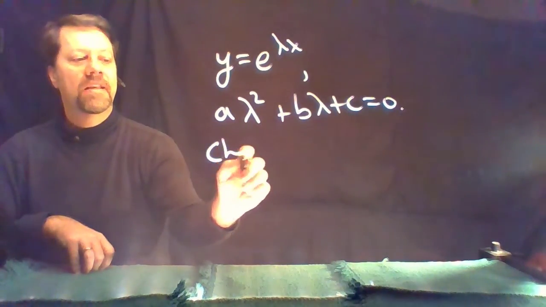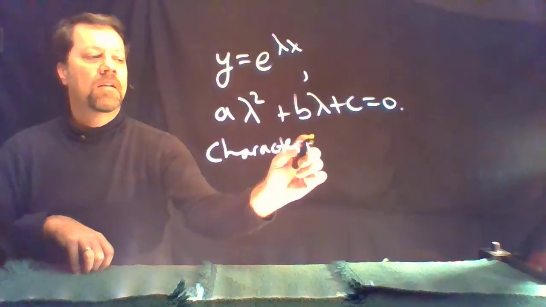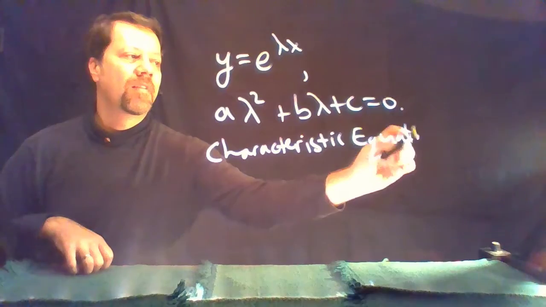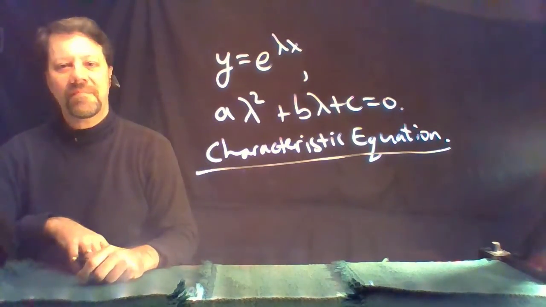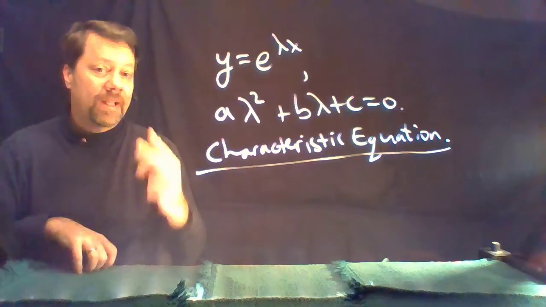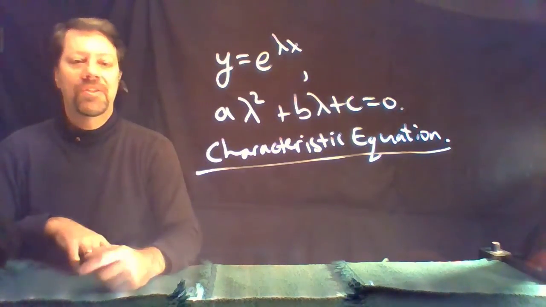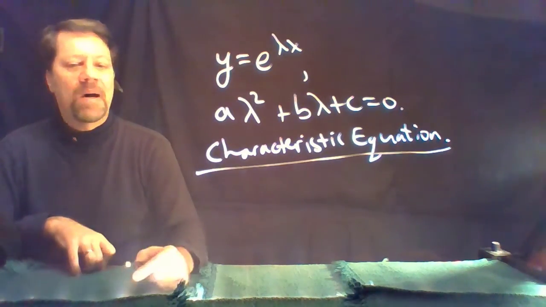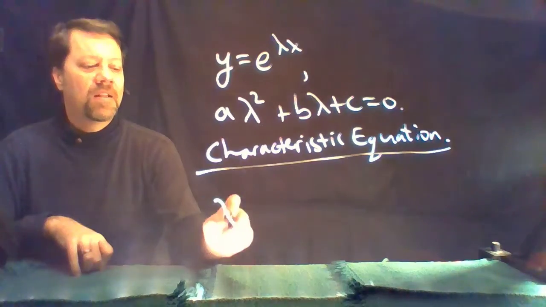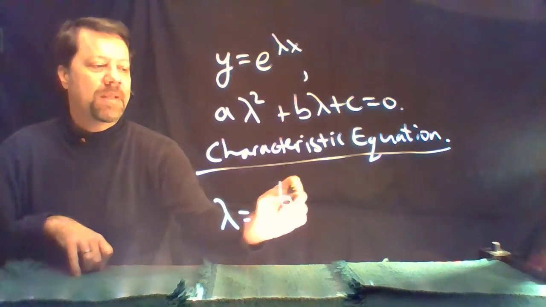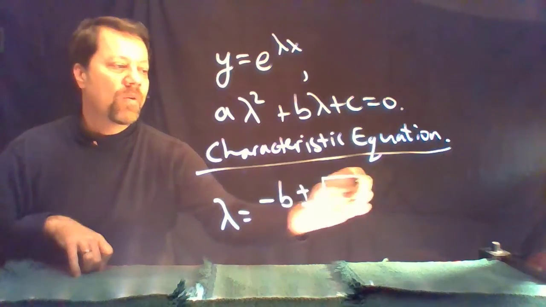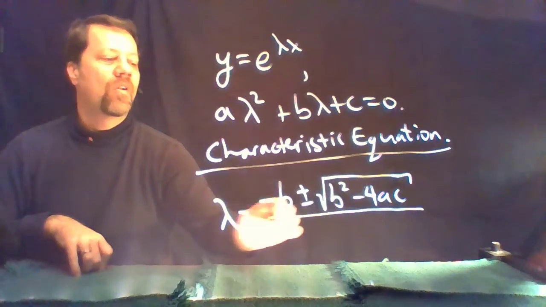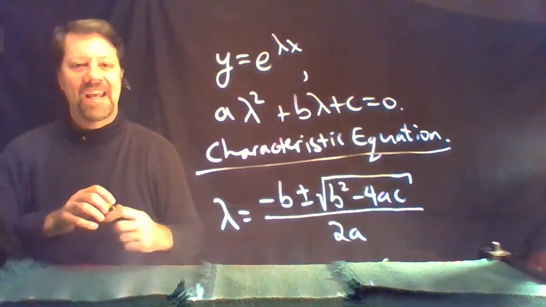We're going to call this the characteristic equation. There are only up to two distinct solutions to the characteristic equation, and we can say more about what those solutions look like by applying the quadratic formula. Lambda has to be minus b plus or minus the square root of b squared minus 4ac, all over 2a.